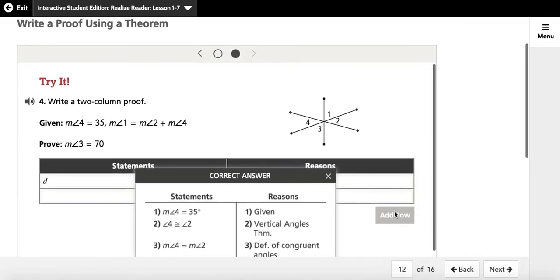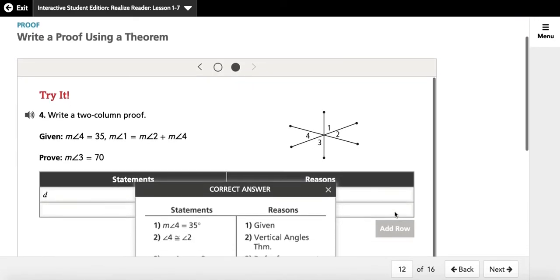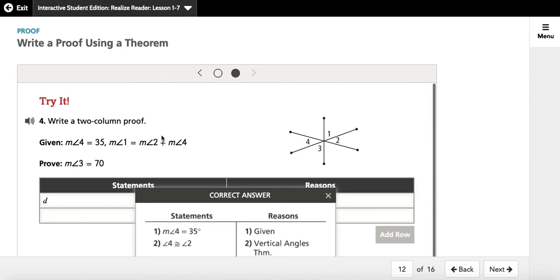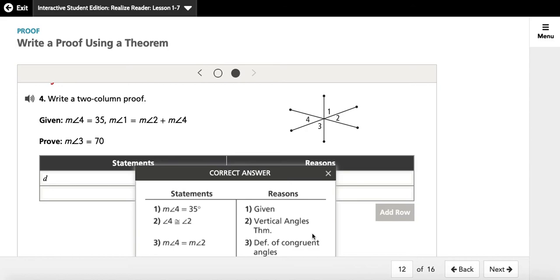Like I noticed they didn't do all the givens in one step. They gave one given, and later on they're going to give the other given. They give us the measure of angle 4 is 35, that's given. And then they said angle 4 is congruent to angle 2 from the vertical angles theorem. You might have thought you could say the measure of angle 4 is congruent to the measure of angle 2, but that's actually the definition of congruent angles.